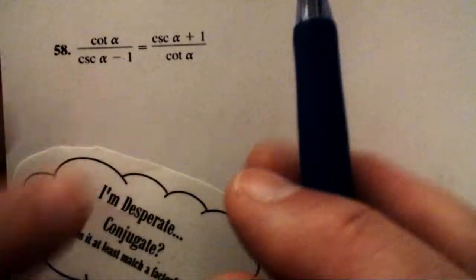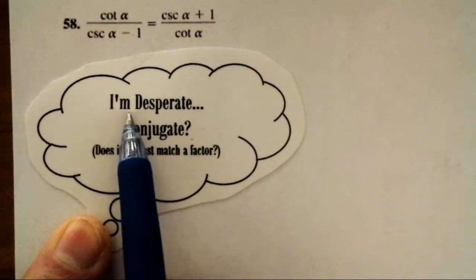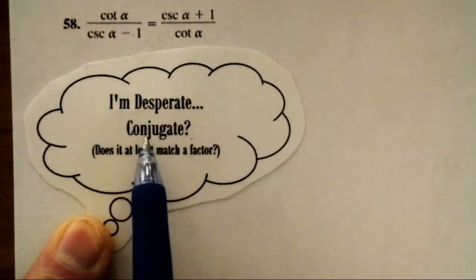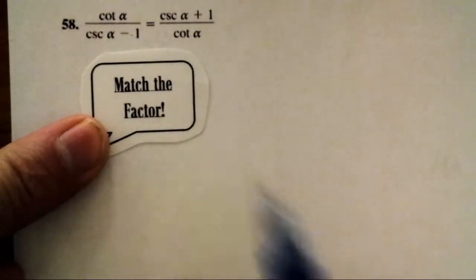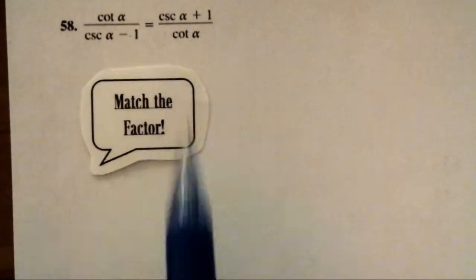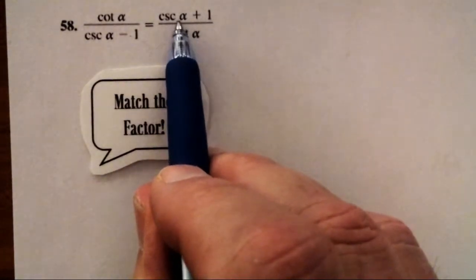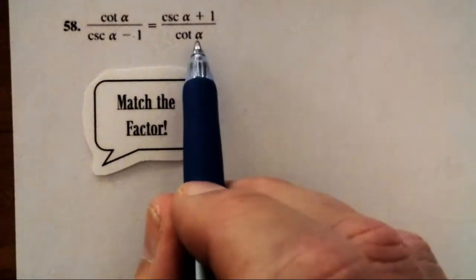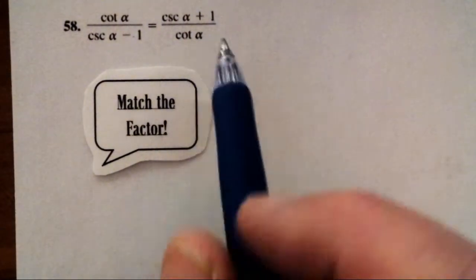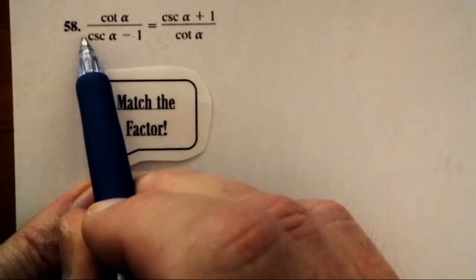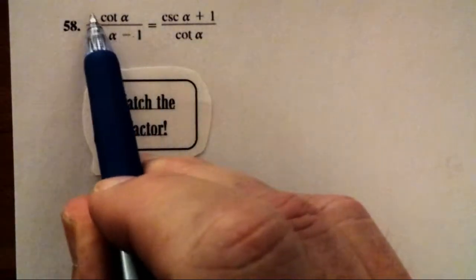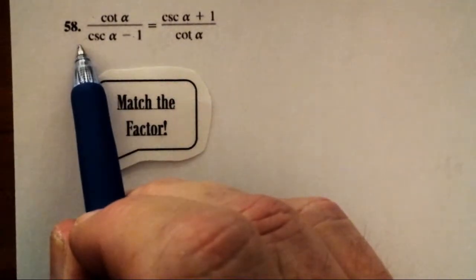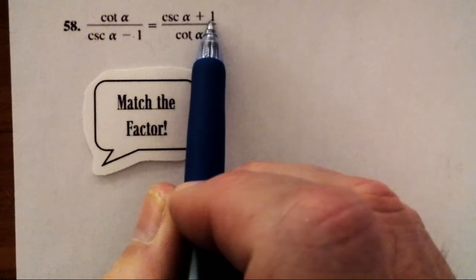So this is one of my absolute favorite strategies, and it is not using conjugates. One of my absolute favorite strategies is just matching a factor. For instance, this side has a factor of cosecant fish plus 1 in the numerator and a factor of cotangent fish in the bottom. So I could either multiply this side by cotangent on cotangent just to get a cotangent factor in the denominator, or I might multiply this by cosecant fish plus 1 on cosecant fish plus 1 just to get a cosecant fish plus 1 in the numerator.